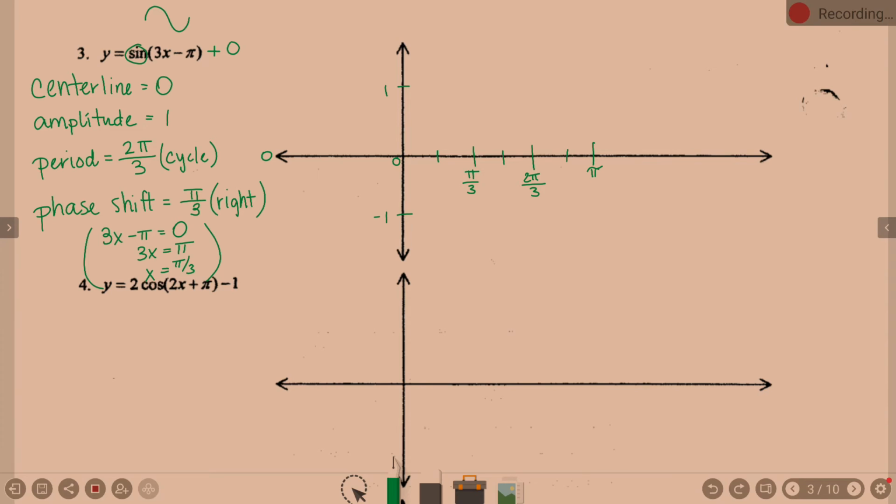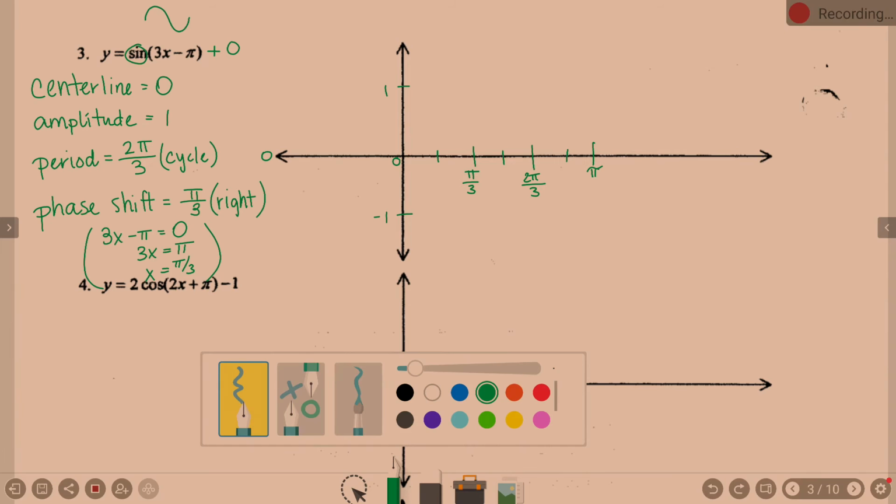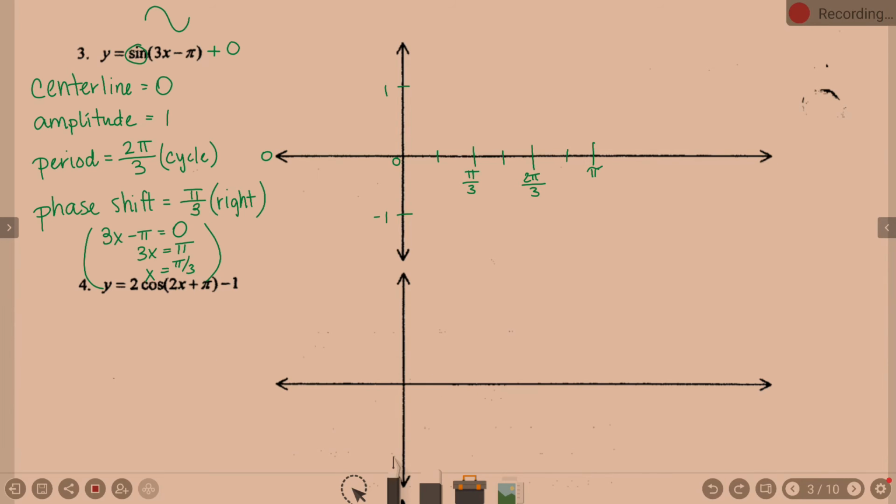As you feel confident enough, you can go straight to the final answer. But for right now, what I'm going to do is ignore the phase shift for the moment. How do we just graph this with a period of 2 pi over 3? Okay? So without a phase shift, it's a sine graph, right? So our graph would start at 0.